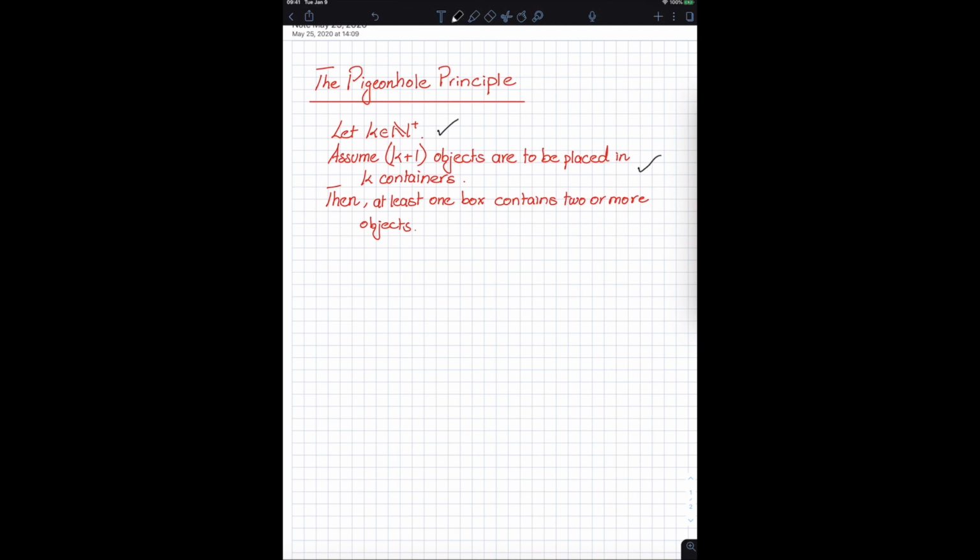But this is a theorem. It does require a formal proof. There are a lot of ways to prove it. You can write a proof by induction, a proof by contrapositive. In this video, I'll present a proof by contradiction.